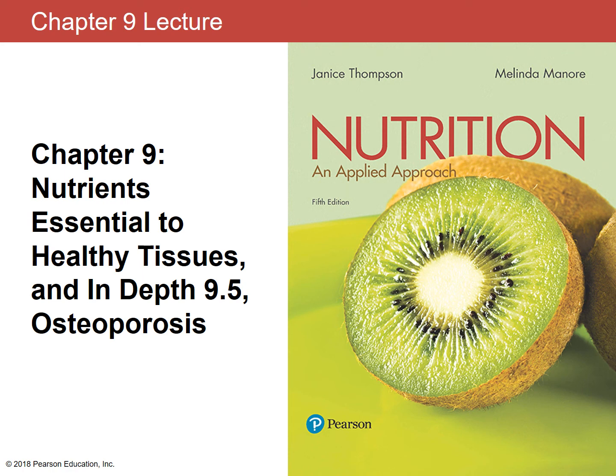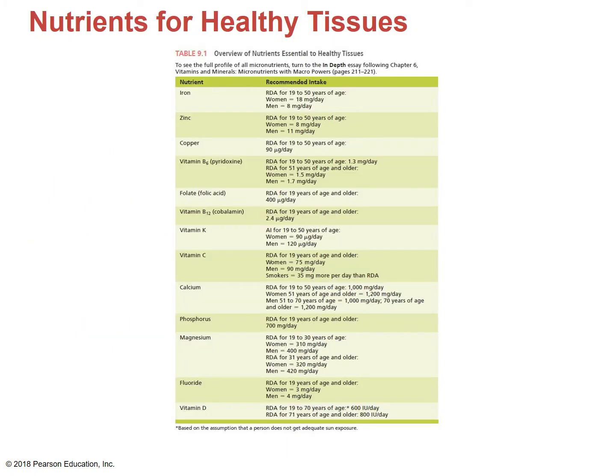Chapter 9, Nutrients Essential for Healthy Tissues. How do 3 trace minerals help maintain healthy blood?